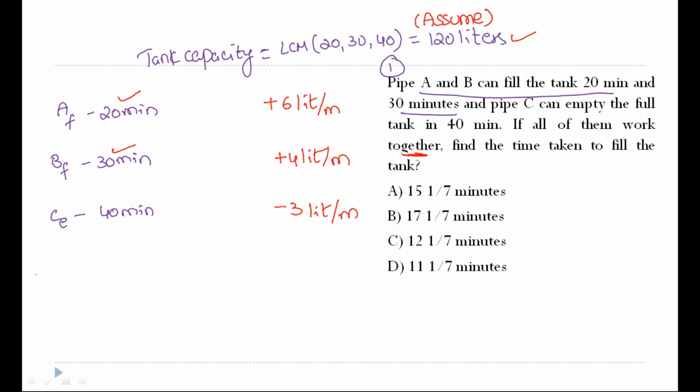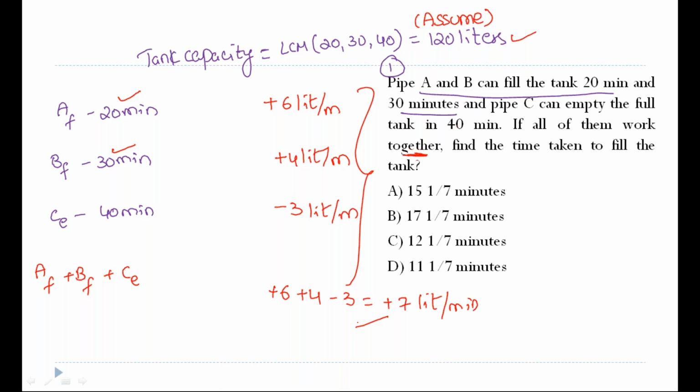Now all together. When all three pipes A, B, C are open together, as we discussed in time and work, here we can do addition or subtraction only. Pipe A is filling 6, pipe B is filling 4, pipe C is removing 3. Altogether this is filling 7 liters per minute. Because of the plus symbol, the result is filling.